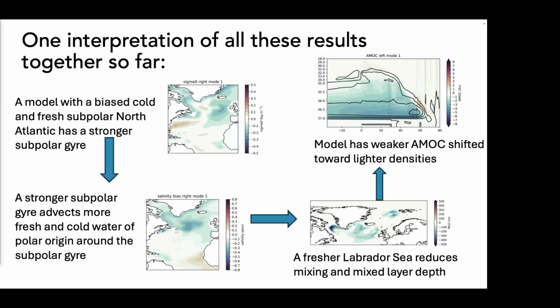So that looks like a really nice story until I tell you, well, these are positive feedbacks, right? Once you've advected fresh water into the Labrador Sea or your subpolar gyre is increased, you're going to advect more fresh and cold water into the central subpolar gyre. It's just a big positive feedback potentially, that these things are self-reinforcing. So it's really hard to tell what came first.